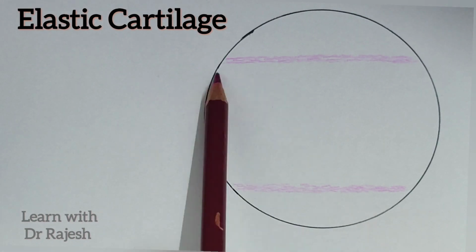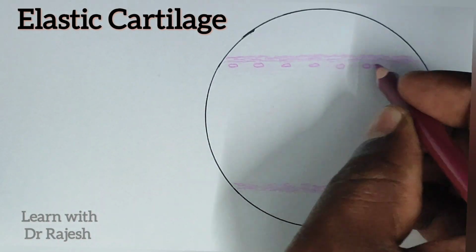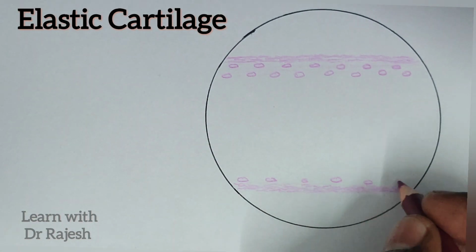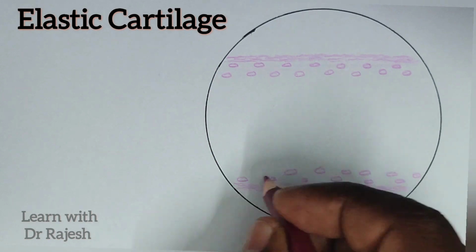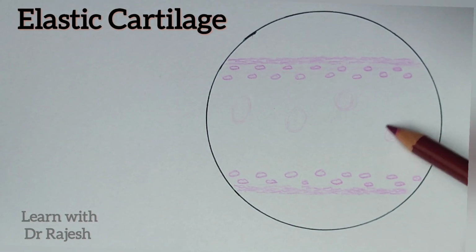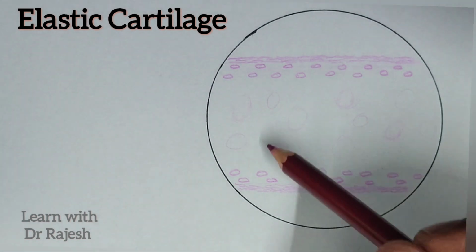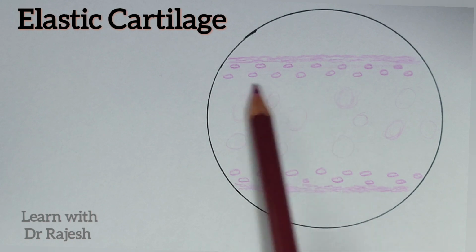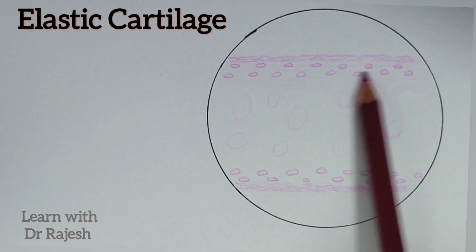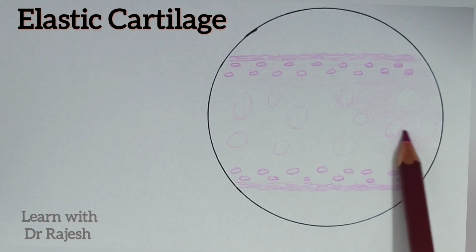Immediately deep to the fibrous perichondrium will be the cellular perichondrium, where the chondrocytes are placed in a horizontal fashion. So oval cells with centrally placed nucleus. Inside the matrix we can draw the gaps which represents the lacunae. Then coming to the matrix, it is similar to that of the hyaline cartilage, and the cell nest, the number of chondrocytes in each cell nest will be lesser when compared to that of hyaline cartilage.